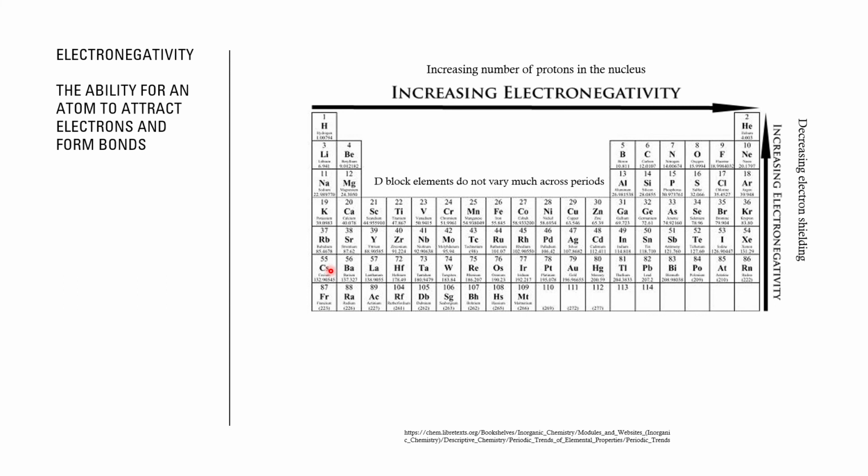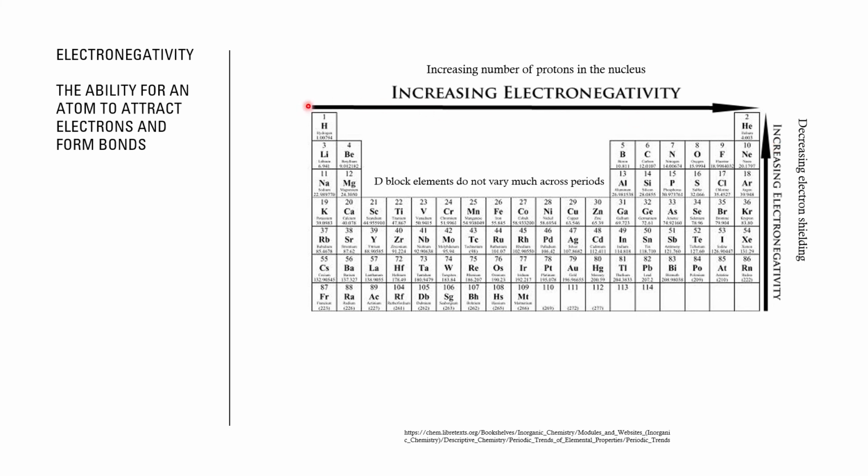Now you'll see that they both have the same increase pattern, and this is because instead of talking about the amount of energy required for the electron to go away, here we're talking about the ability of the atom to pull in electrons. So the pattern still looks the same, and it's because of the distinction between the definition of first ionization energy and electronegativity.